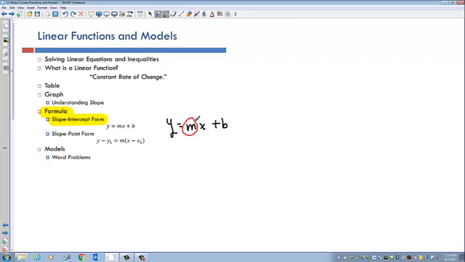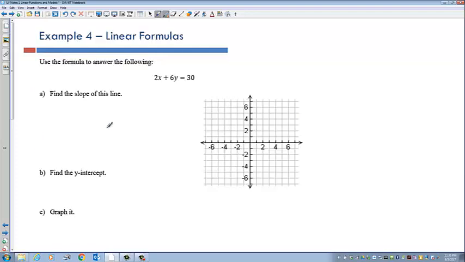M is called the slope, and the b is the y-intercept. Right, so that's the y-intercept. Now, where the slope-intercept form is important is when we're trying to figure things out, like what the slope of a line might be. It's good for our intuition, really. So let's take a look at an example of this.